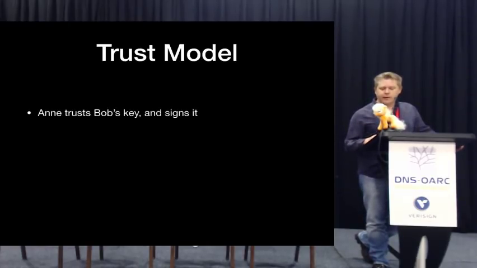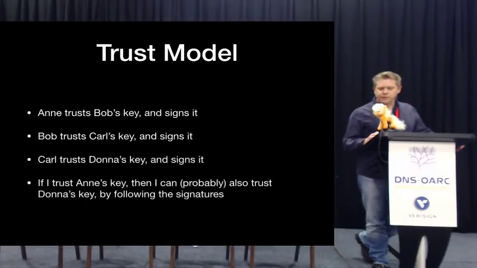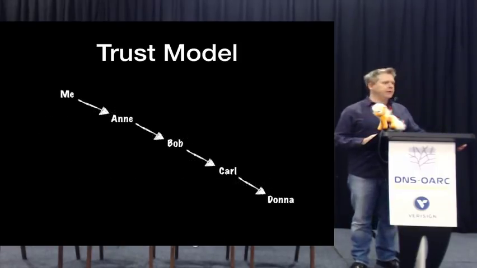So say, Anne knows Bob and trusts his key, and she can generate a signature for it. Bob trusts Carl's key and can generate a signature on that key. Carl trusts Donna's key and can sign that. And so if I happen to trust Anne's key, I can follow all these signatures and ultimately, within a certain range of reasonability, trust Donna's key just by the inheritance of trust through this chain. So I can represent that as a chain of trust.